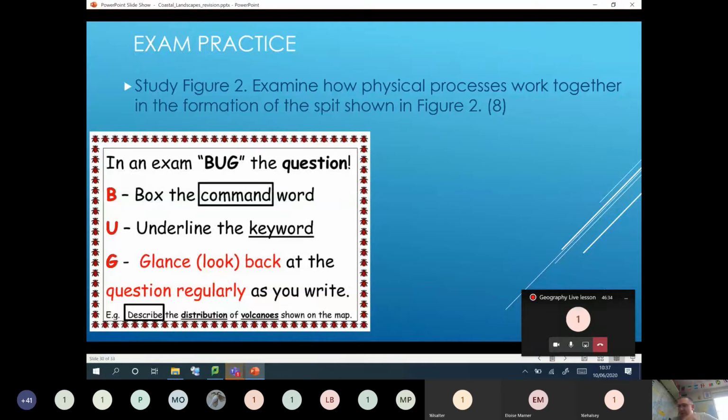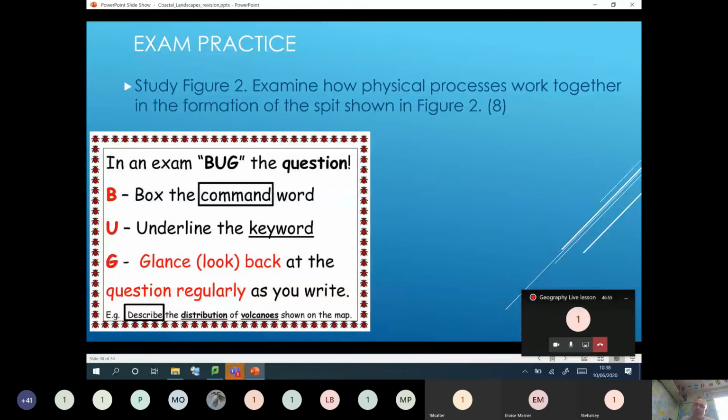First thing we're going to do is we're going to bug the question. We're going to go through and break it down. So we're going to box the command word. We're going to underline the keywords, and then we're going to make sure when we're answering the question that we're glancing back and making sure we're actually answering the question that is there. So let's start to break it down.